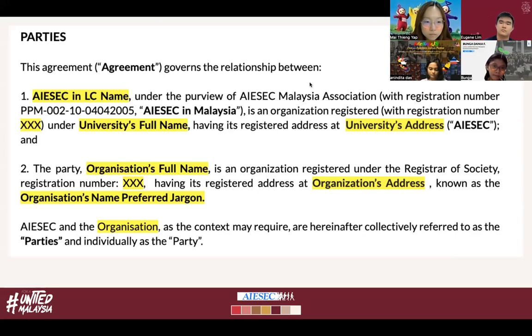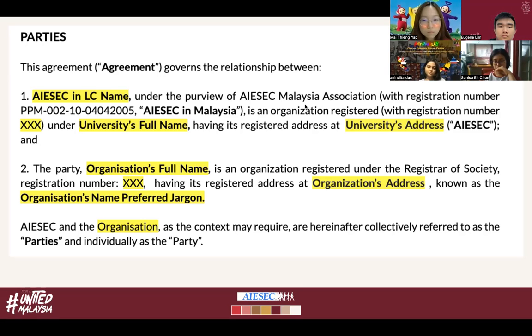And you can see that there's all these yellow color highlights, and I'm not sure if your FL is already downscaled with you, but basically yellow highlights means you have to change that to information that is applicable. So for example, Isaac and LC name, that means put your name. So if it's Isaac and Help, then put Isaac and Help. And university's full name is Help University and so on.